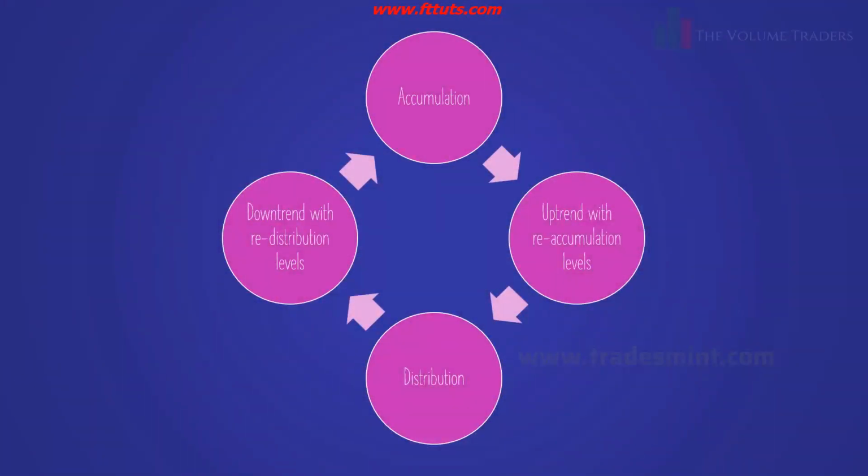The price usually goes through four phases. The accumulation, then we have the uptrend with reaccumulation levels, finally finding the distribution, downtrend with redistribution levels, and to find another accumulation.